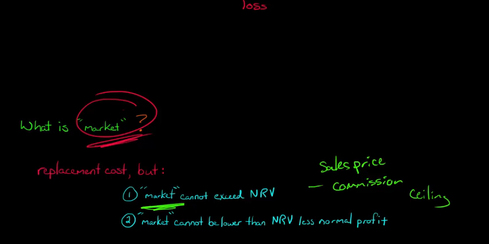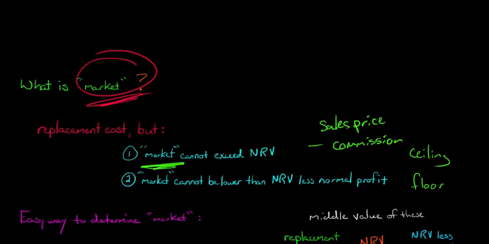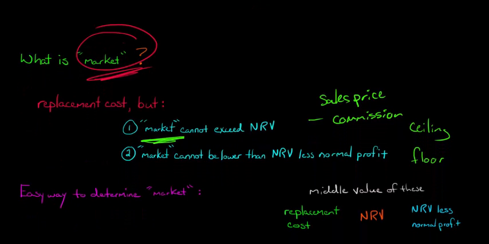But then we're also going to have a floor. And the floor is that the market value cannot be lower than the net realizable value less a normal profit margin. Okay, so that's the floor and this is the ceiling. Now I know this probably makes it sound really complex, and it is a convoluted way to compute the market value, but let me walk you through a really easy way to think about it.